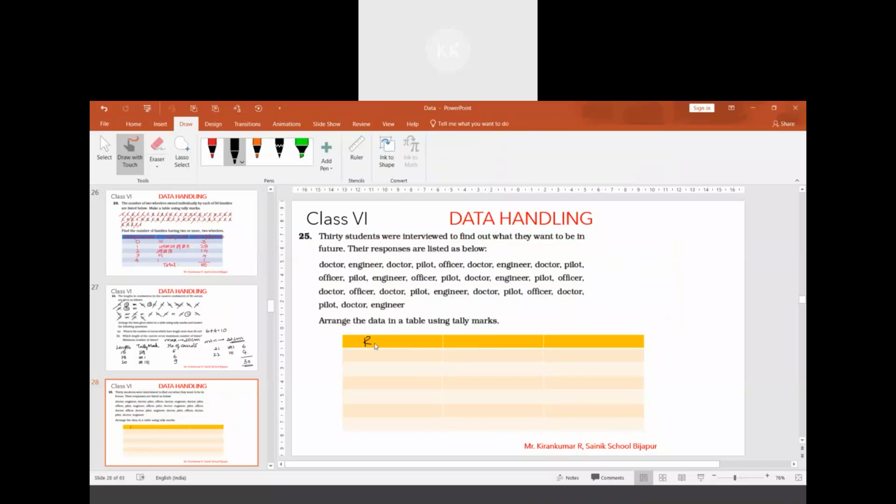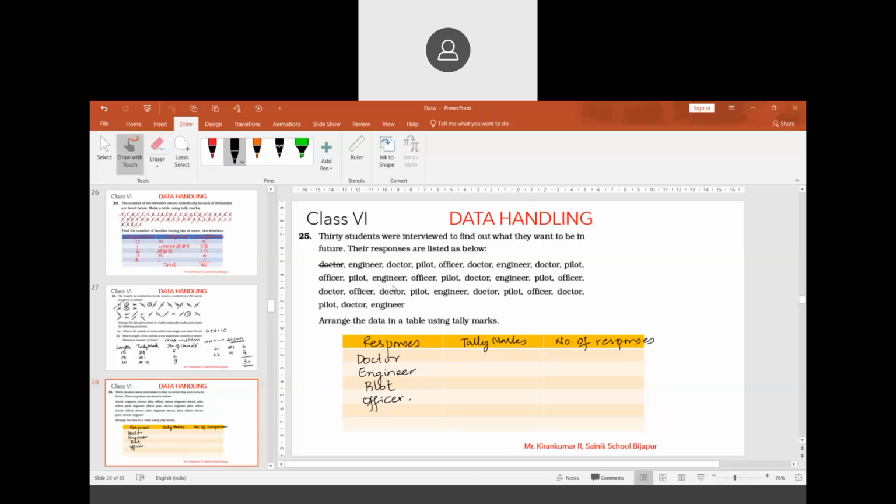So, responses and tally marks, followed by the number of responses. Here one of the responses was doctor, then engineer is another response, pilot, officer.